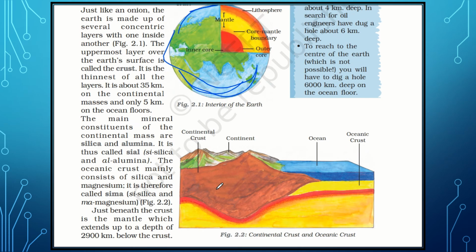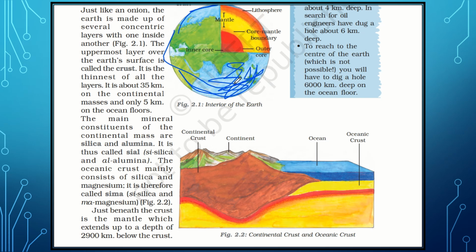Now the next one, the oceanic crust. This is the ocean part in the blue color, right? It consists of silica and magnesium, also known as SIMA, that is Si for silica and Ma for magnesium. So SIMA. The continental mass is made up of Sial and the oceanic mass is made up of SIMA.